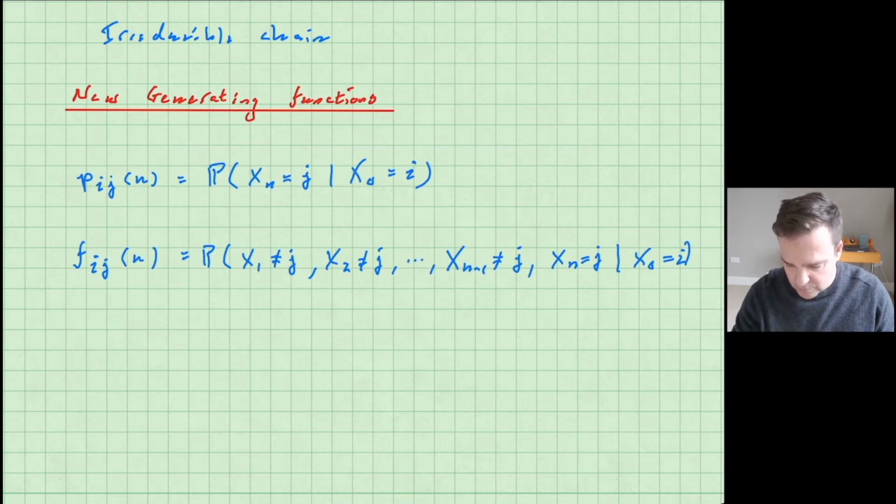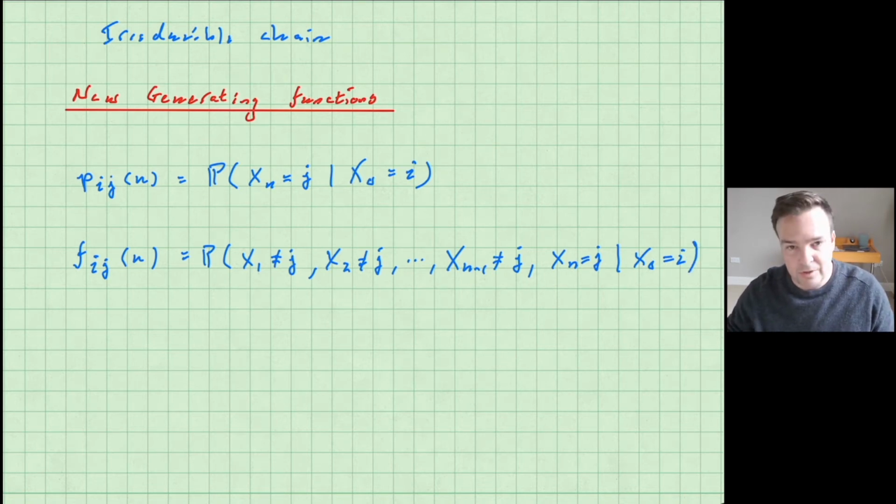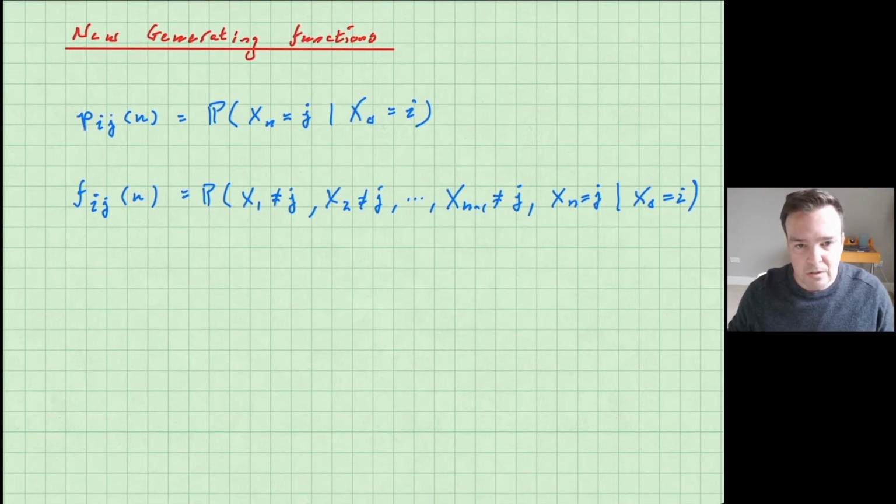Right? So we're going to be using both of these quantities that we've seen before, but I just wanted to remind you of what these were: the n-step transition probability matrix and the first passage probability. Now, the things that we're going to introduce look like this.